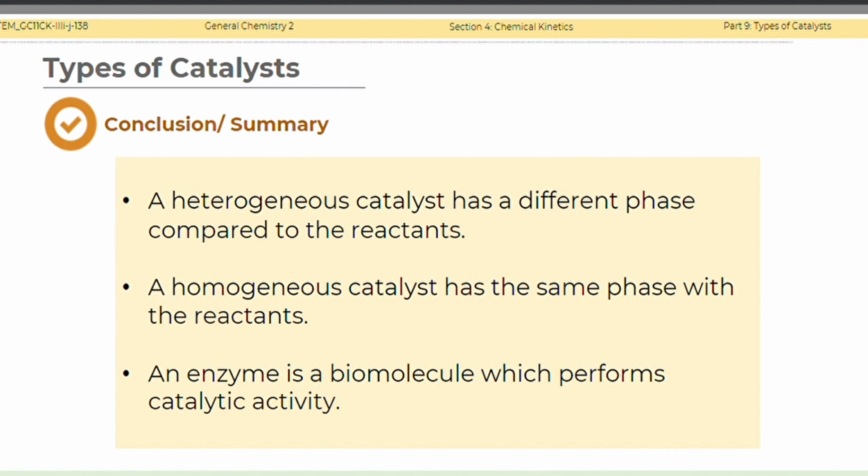To summarize, a heterogeneous catalyst has a different phase compared to the reactants. A homogeneous catalyst has the same phase as the reactants. An enzyme is a biomolecule which performs catalytic activity.